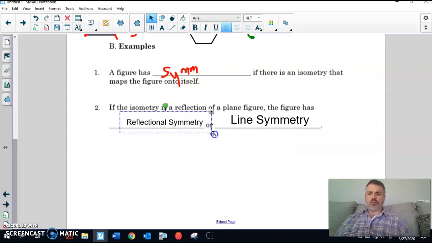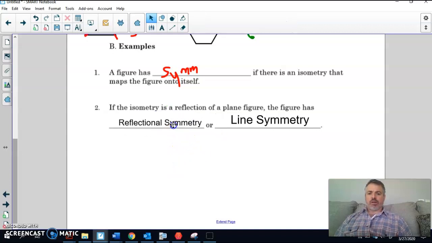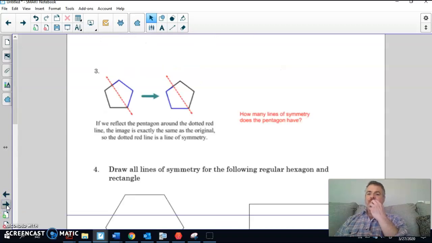But again, where I left off was here in number 2, where it talked about when you have an isometry or reflection of a plane figure. Again, that means you either have reflectional symmetry, or sometimes it's called line symmetry. Alright, so moving on to the next page here.